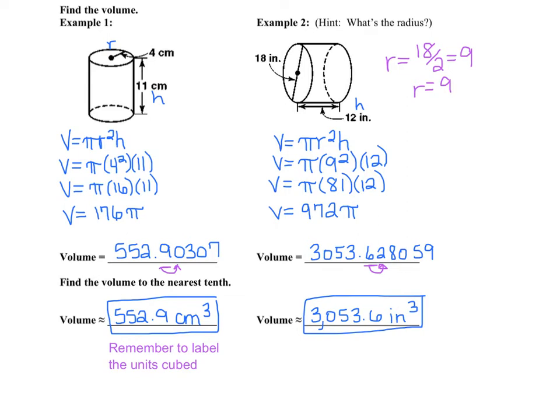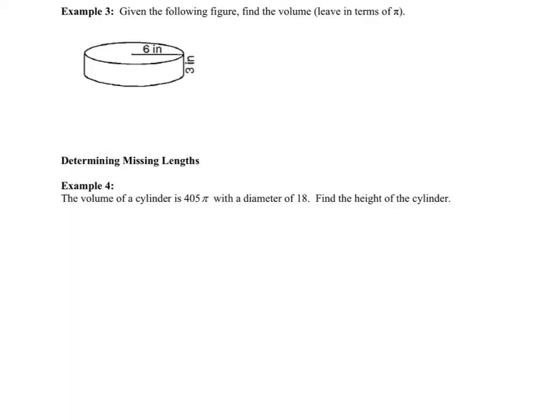Okay, let's look at another example together. So let's look at example 3. It says, given the following figure, find the volume. And we want to leave it in terms of pi. So that's the difference here. We're leaving it in terms of pi.